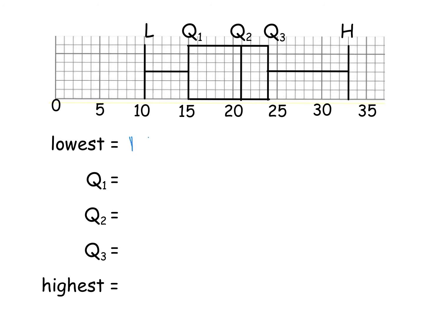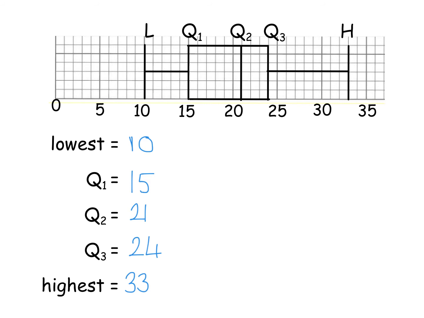For this one, I'm just going to quickly do the easy bits. The lowest number is 10, and the highest number, well, it's clearly going up in ones, so the highest number would be 33. Our Q1 is on 15. Our Q2 is 21, and our Q3 is 24. And that's all there is to it.